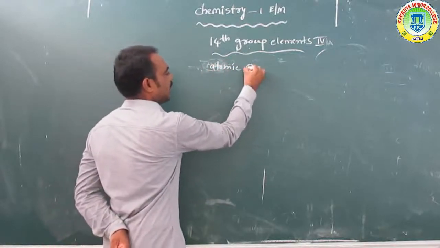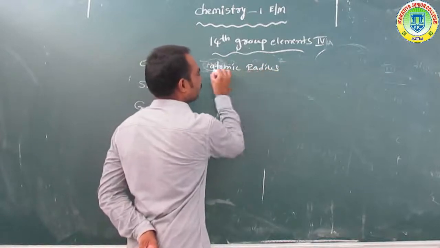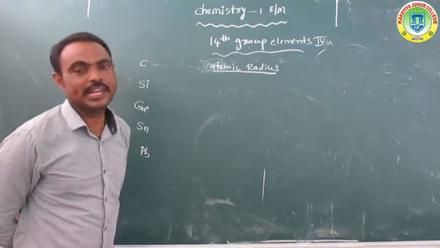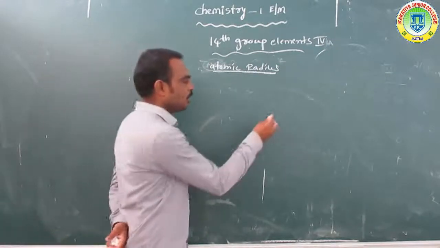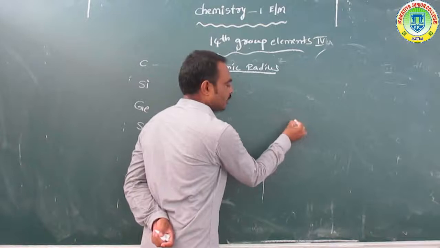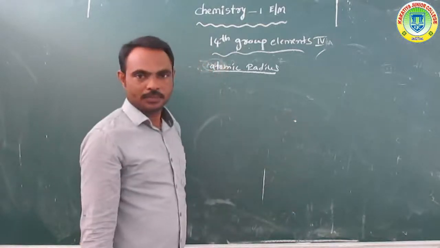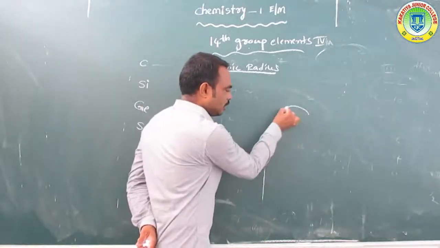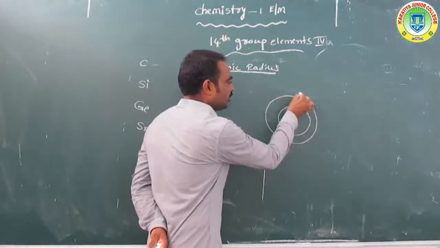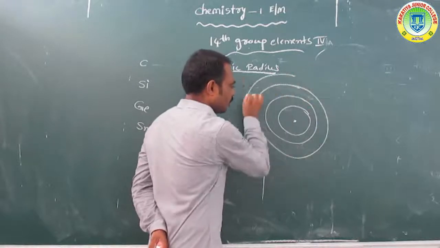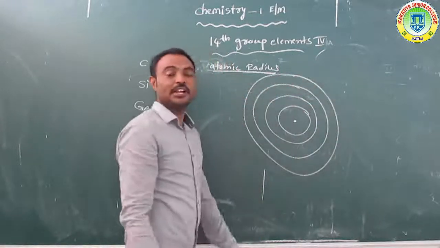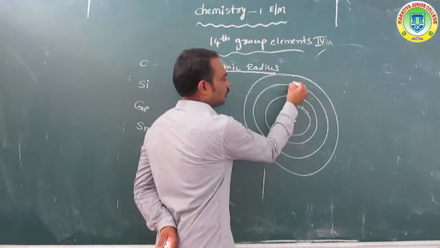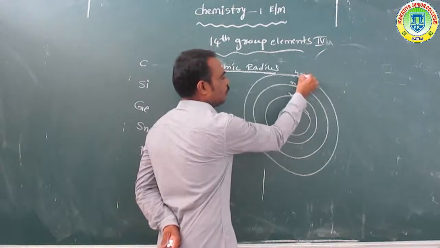Atomic radius. What is the meaning of atomic radius? Suppose, for example, we have taken one atom. That atom contains a center, the nucleus. These are all shells, different shells, called the first, second, third shell, fourth shell.